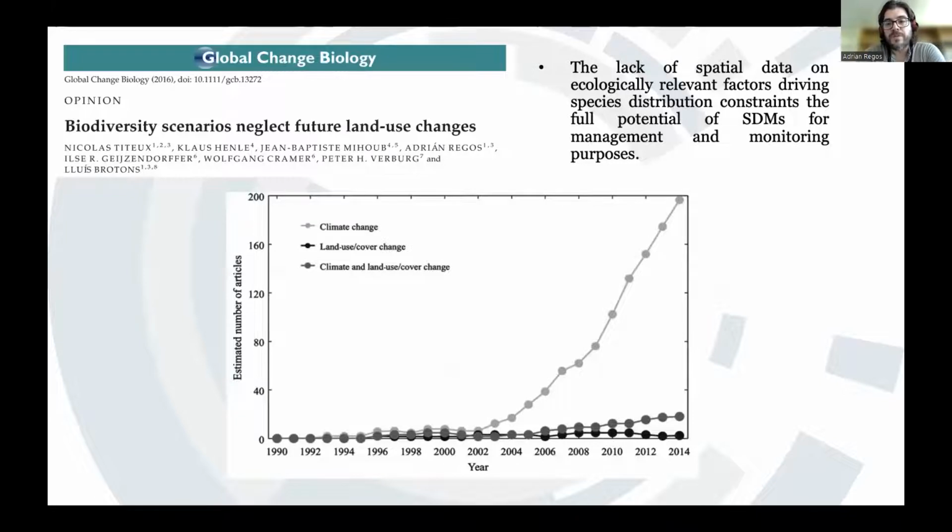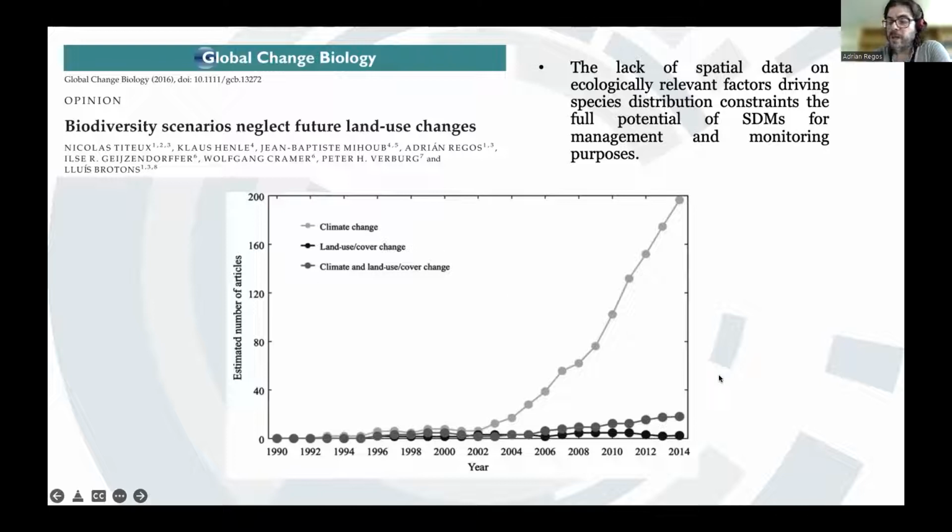However, the lack of spatial data on some ecologically relevant factors for the species distributions might constrain the potential of these tools for managers and for monitoring purposes. In the last years, we can see that the number of studies using SDMs calibrated with climate data is much larger than those studies using models fit with land cover information or with the integration of both drivers.